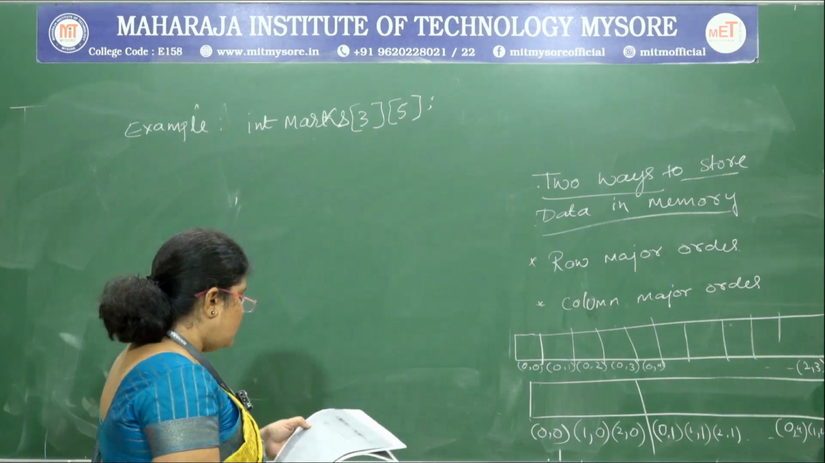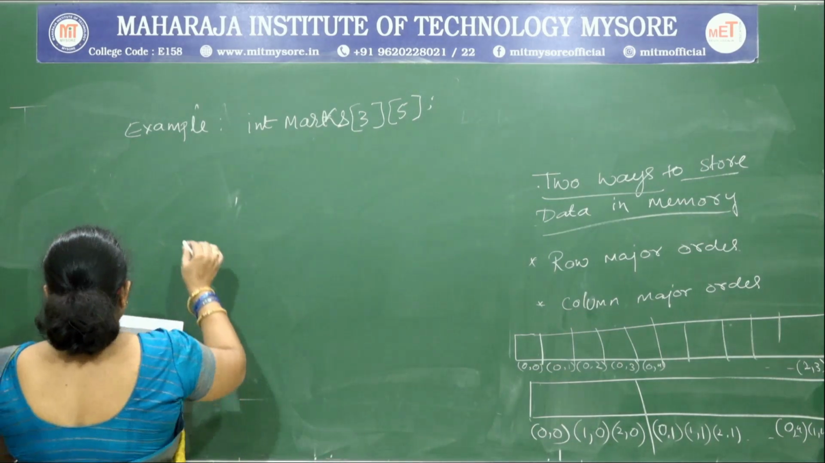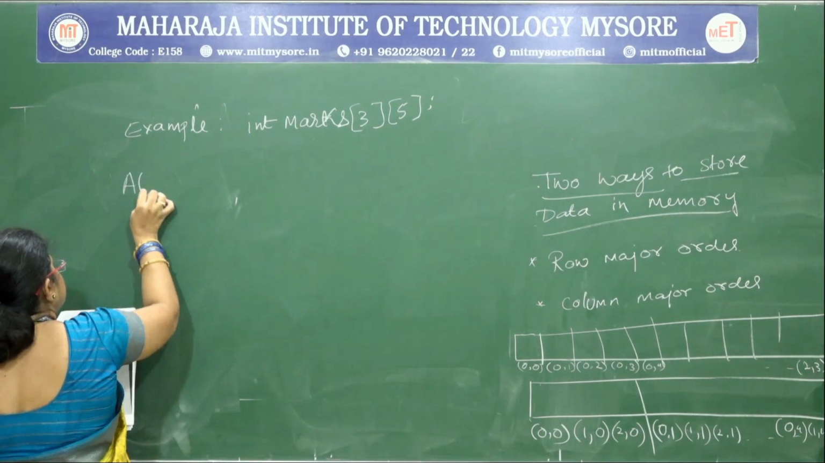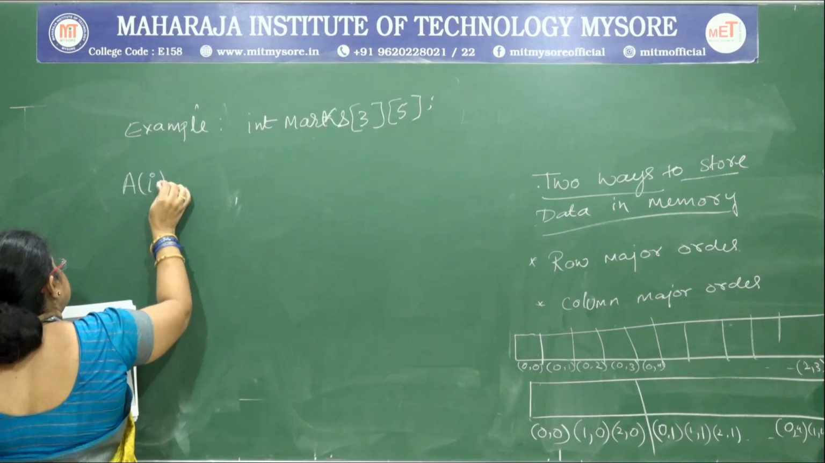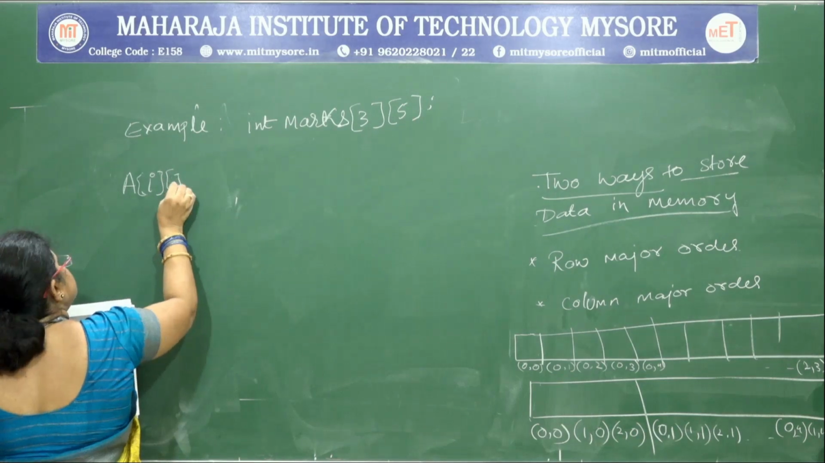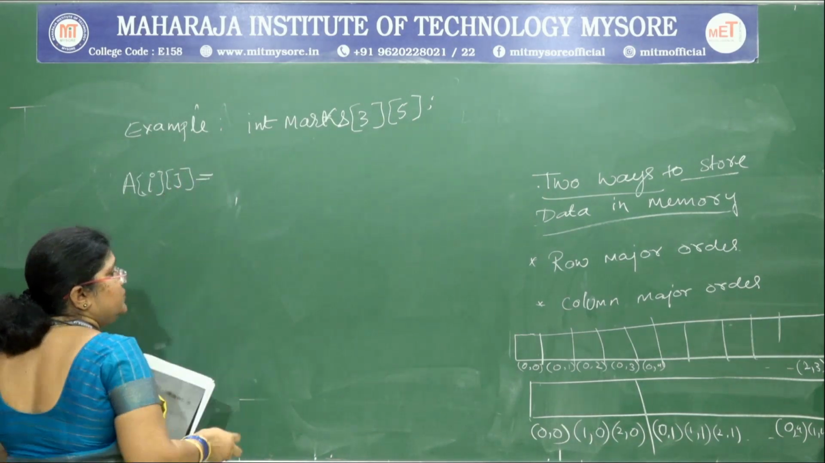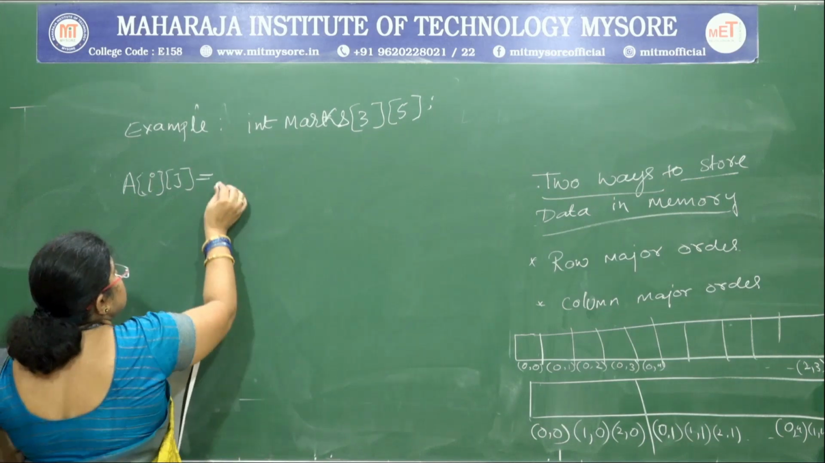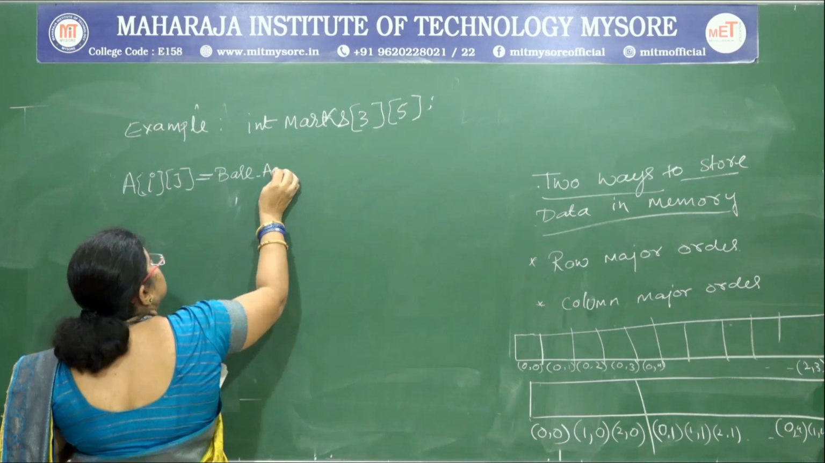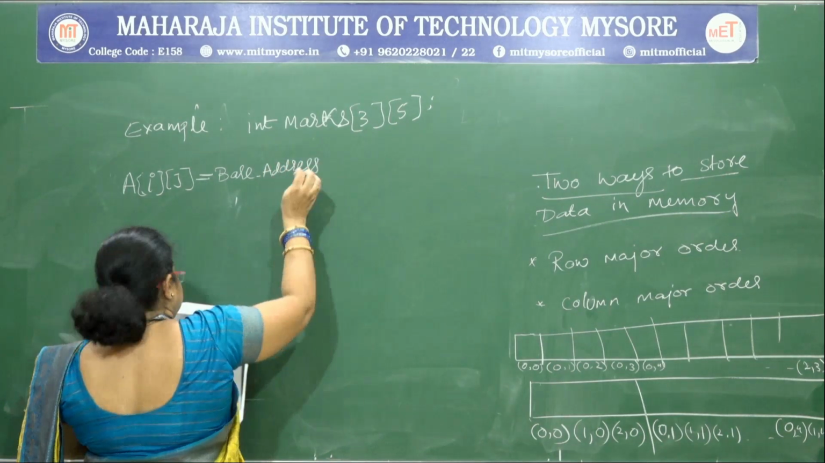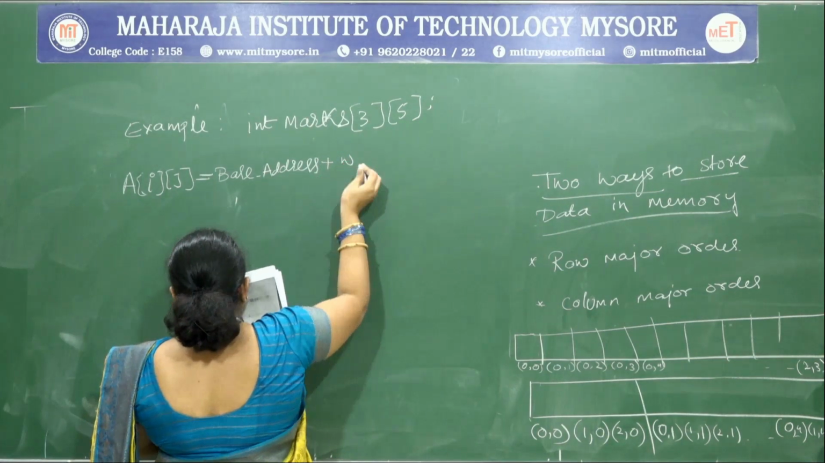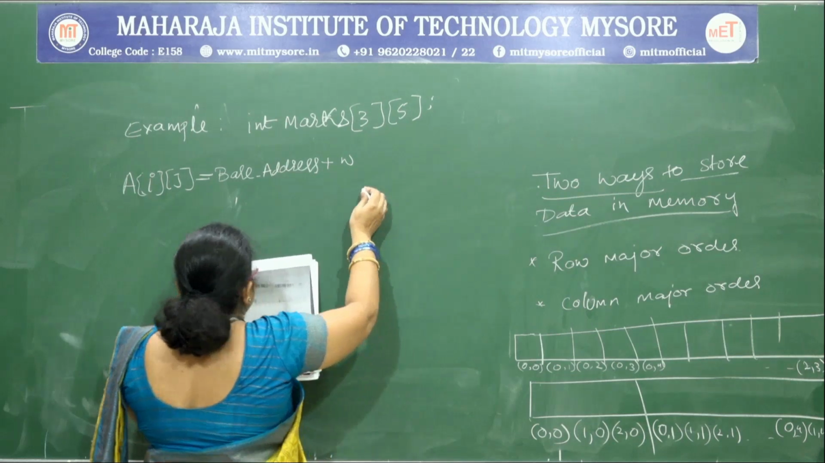Now, let us look at this column major order. A is indicating an address. So, address of I subscript J subscript is equal to base address. Base address is also called the starting address. Base address plus W, where W is indicating the number of words.